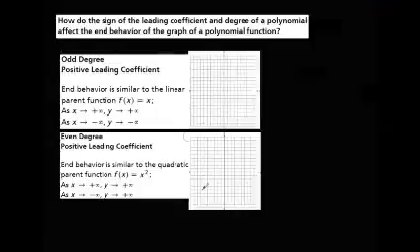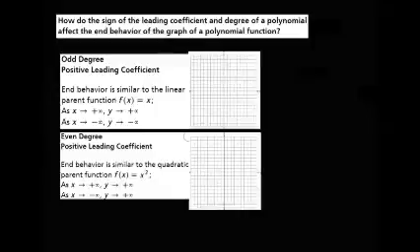Now this part's also not in your notes, so just listen to me. How do the sign of the leading coefficient and degree of a polynomial affect the end behavior of the graph? End behavior is where the graph would end. If you go to infinity or negative infinity on x, what does the graph look like? It's the end of the graph.